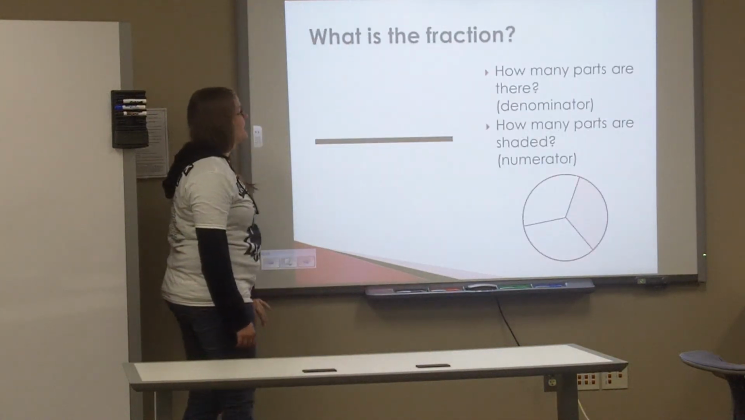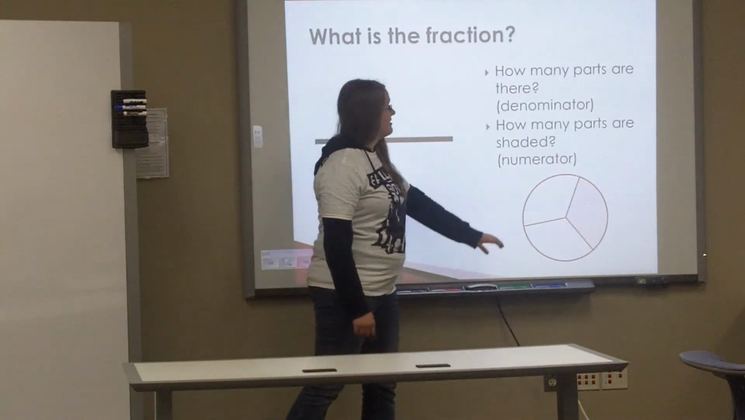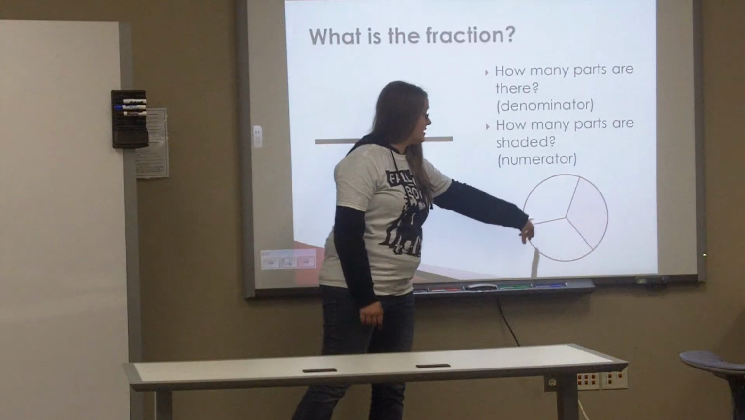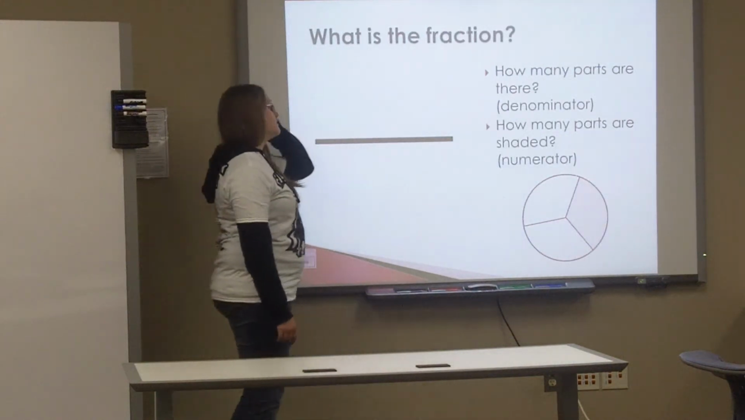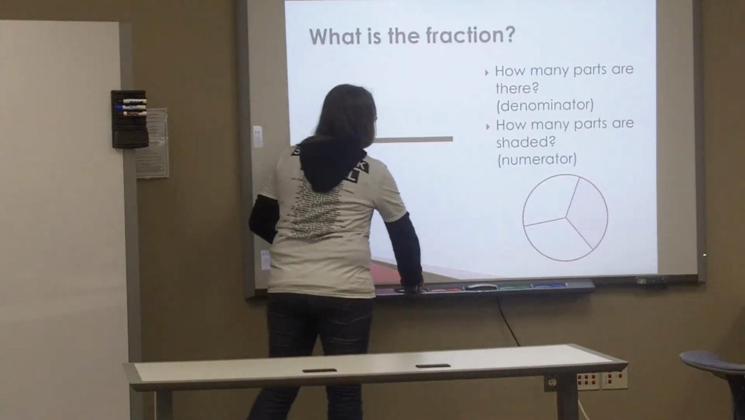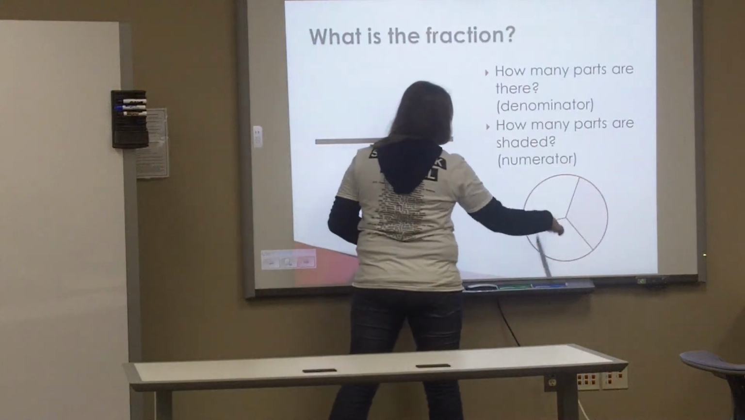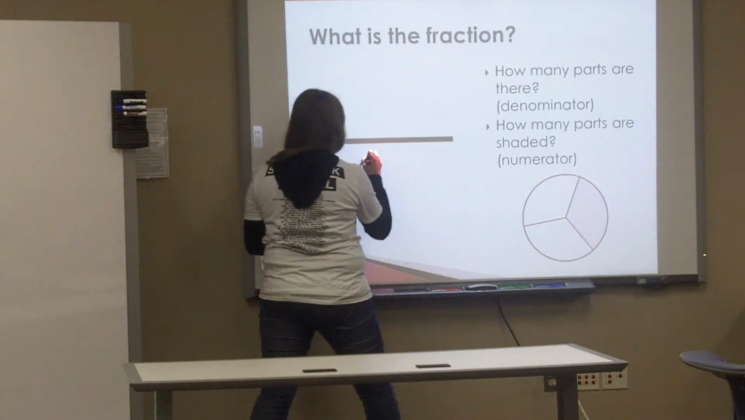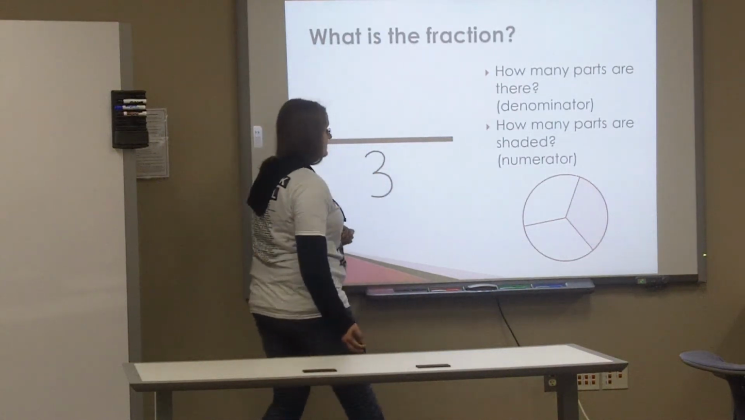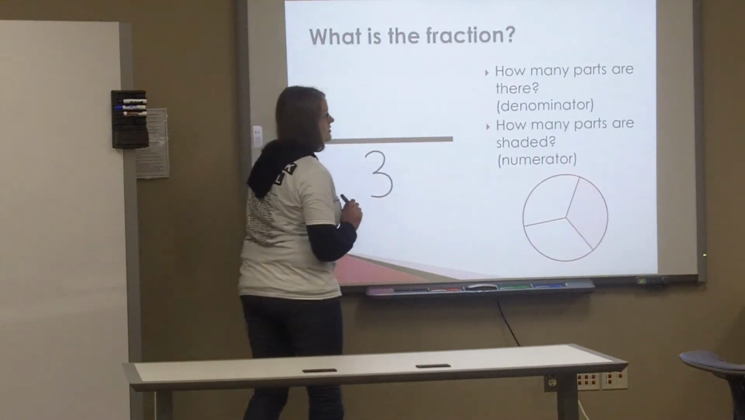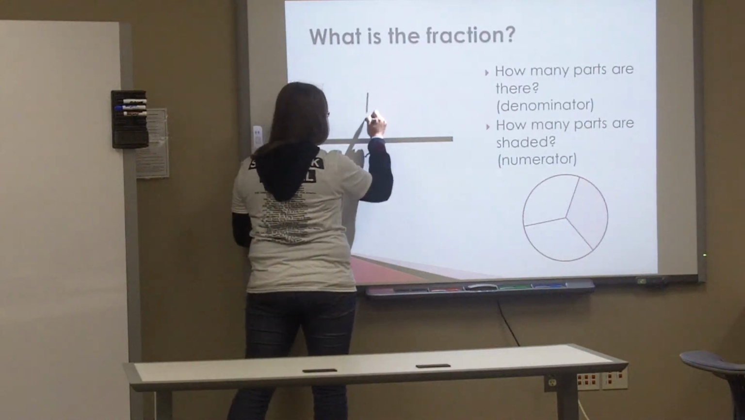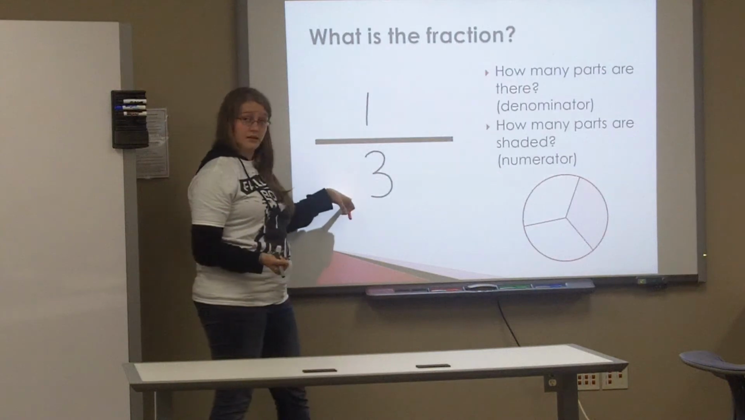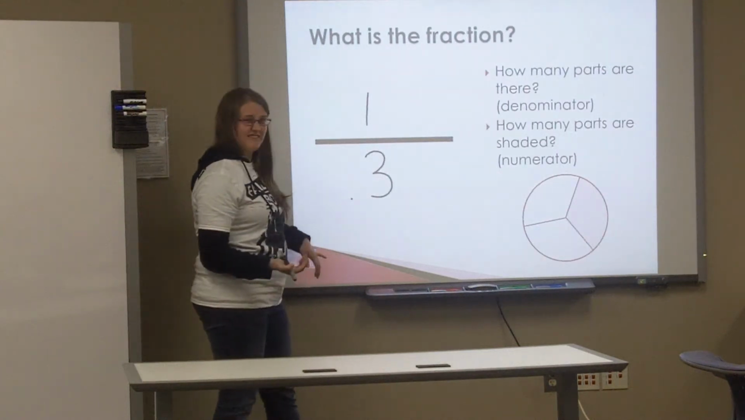So, we're going to do some examples together. And this right here, we're going to figure out what the denominator is and what the numerator is. So, I'll do this one for you guys. How many parts of this are there all together? 3. So 3 is going to go on the bottom. How many parts are shaded? 1. So 1 will go on the top. And when we read this, we're going to read 1/3. Pretty easy, right?